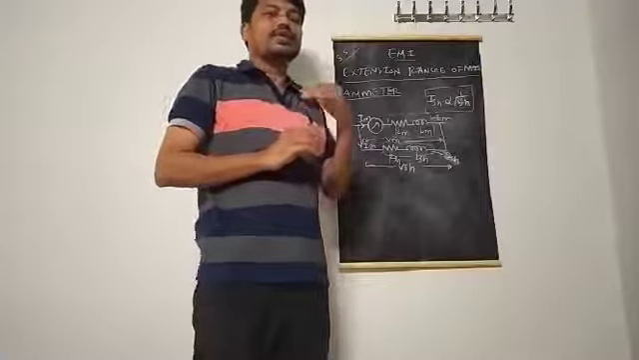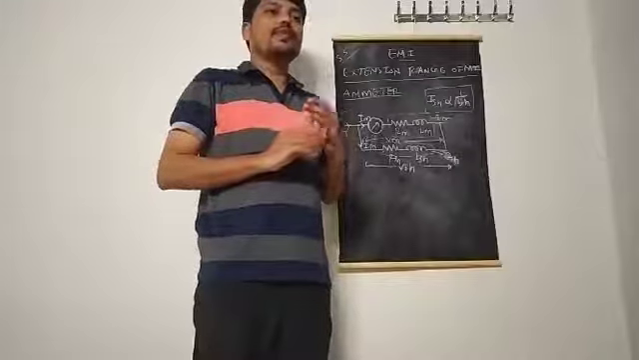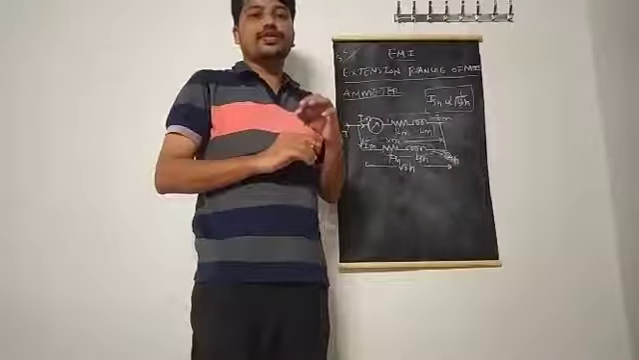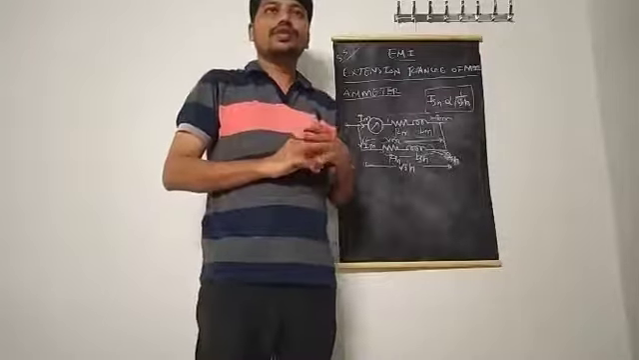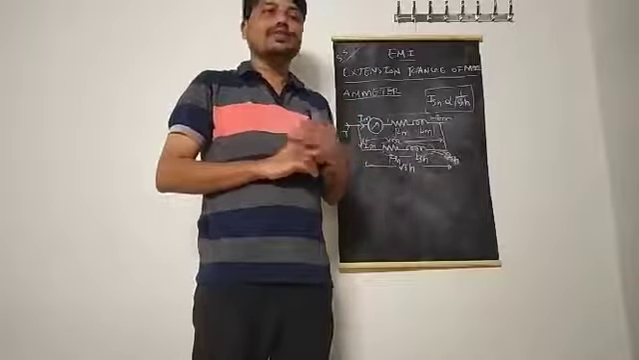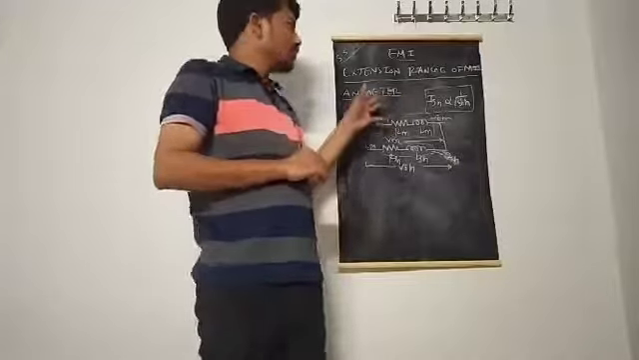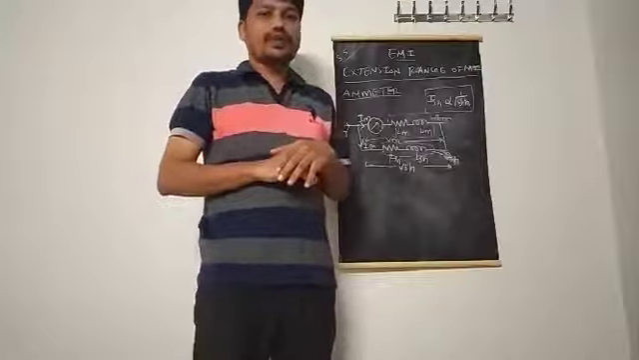In the previous class we discussed what a moving iron instrument is, the principle behind it, the torque equation of a moving iron instrument, and also the various errors which occur in it, and the advantages and disadvantages. Now the last topic on the moving iron instrument is the extension range of the moving iron instrument.